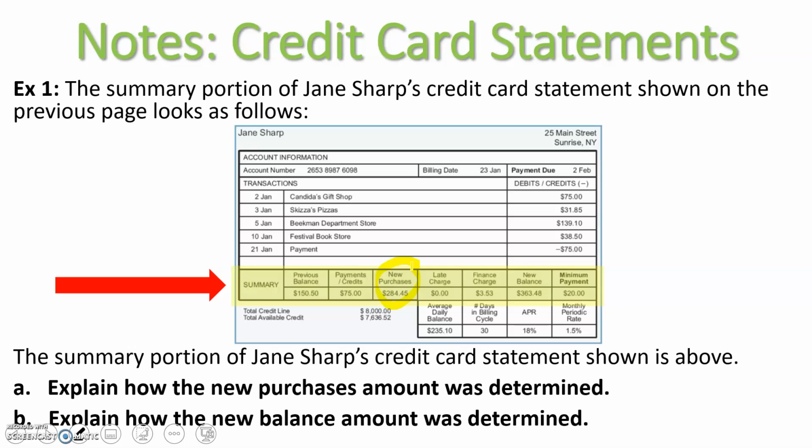If we look closely at the credit statement, we can see that this section shows all the transactions that occurred. We can also see that some of these transactions were purchases, right? And some of them were payments. Now, if we're looking at just new purchases, we're going to focus just on the ones that were actual purchases. So we can see that she has a purchase here, $75, $31.85, $139.10, and $38.50. I can tell that all of those are purchases and not payments because they are positive, meaning they're increasing the balance that Jane owes.